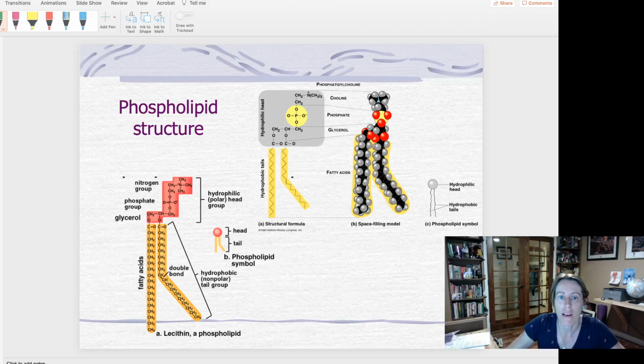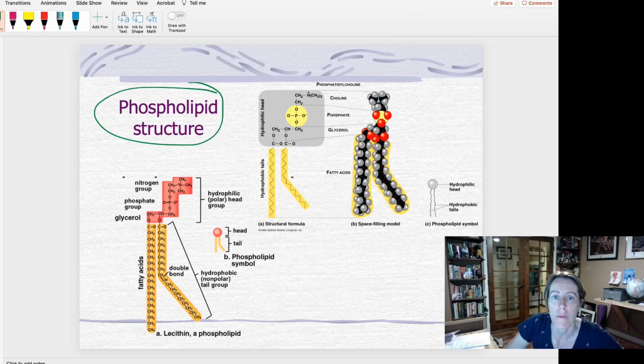Phospholipids are our last kind of lipid or fat that we're going to learn about. Most people have never heard of phospholipids. They're probably some of the most common molecules in your body, believe it or not, that you've never heard of. And that's because phospholipids make up the majority of the cell membrane.